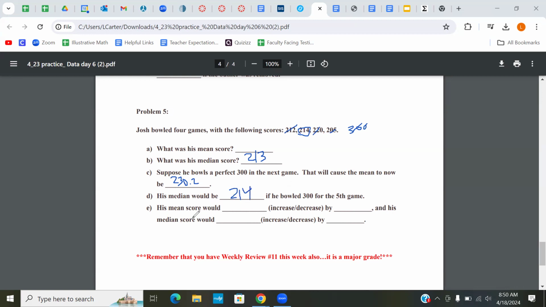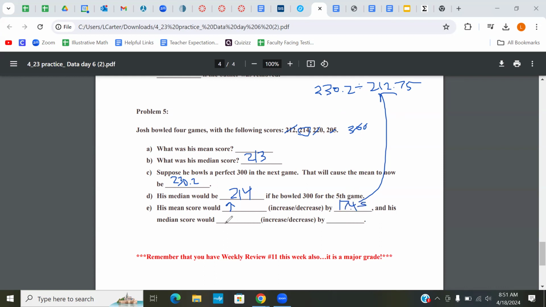Okay, so the mean score, if he bowled that perfect 300, would obviously increase. Okay, and it increases from 212.75 to 230.2. So the way we're finding this number right here is taking the new mean, 230.2, minus the original 212.75. Okay, that's going to give us 17.45.